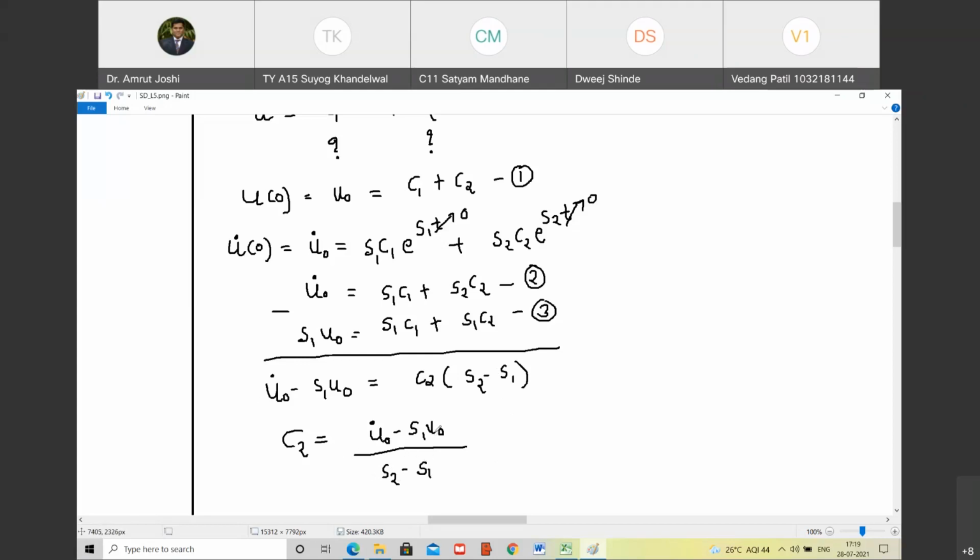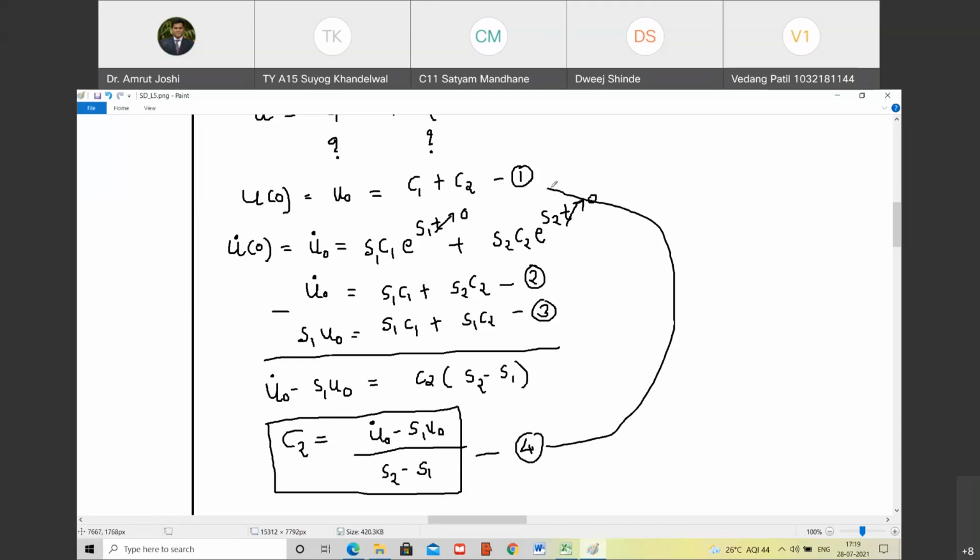S2 is known, S1 is known, U0 is known, U0 dot is known. Therefore, this C2 now we have obtained in terms of all the known quantities. Happy? Yes, sir. Now substitute this in equation 1. So what do you get?